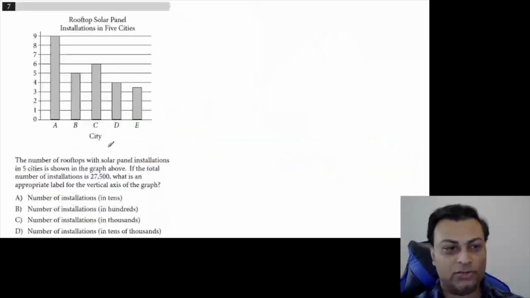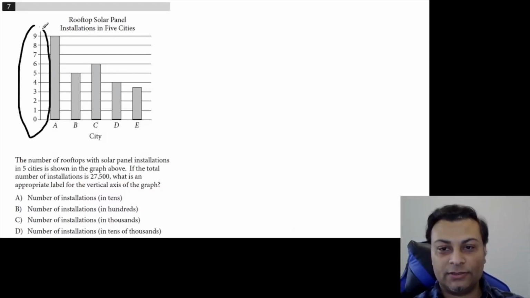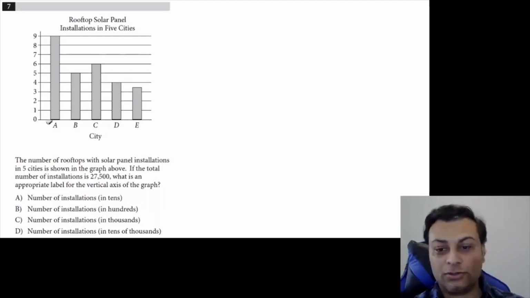Moving on to number 7. Rooftop solar panel installation in 5 cities. The number of rooftops with solar panel installations in 5 cities is shown in the graph above. If the total number of installations is 27,500, what is an appropriate label for the vertical axis of this graph? If the total number is 27,500, would it make sense if these were tens?